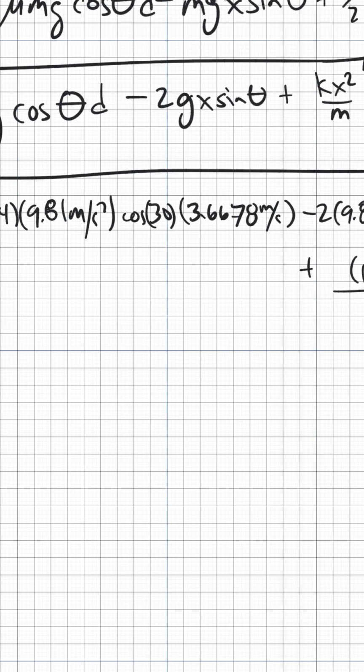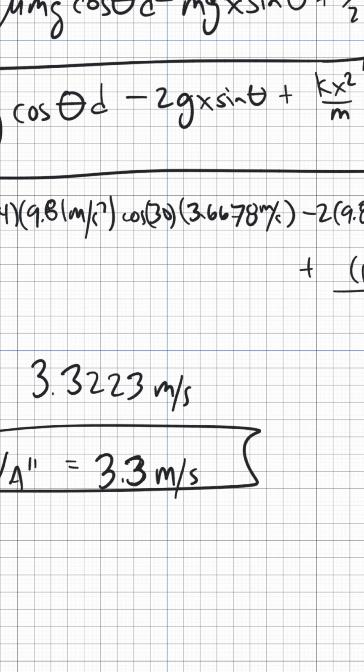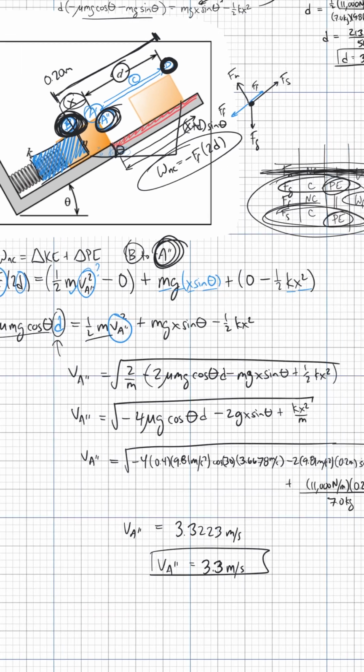Okay, so let me go ahead and plug and chug. I'm getting 3.3223 meters per second. So VA double prime equals 3.3, I guess, meters per second. I can't even see my key. But you can see that we lost a very significant amount of the energy, right? A very non-zero amount of the energy. Okay, anyway, so that's how you solve it.